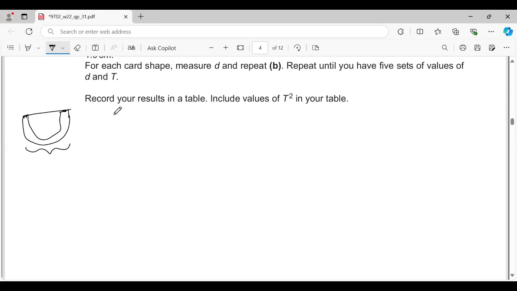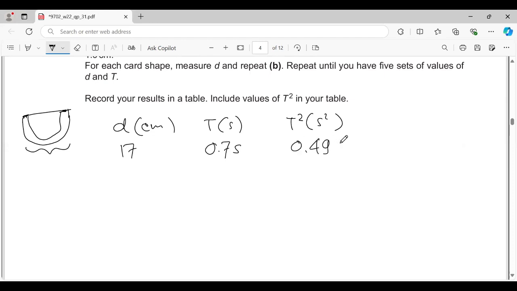So record your result in a table, include values of the T squared in your table. So D in centimeters, T in seconds, and then T squared, of course, seconds squared. So 17 centimeters, okay? And through an experiment, I got as well 0.7 for the period, seconds, and T squared, it means 0.49 seconds squared.